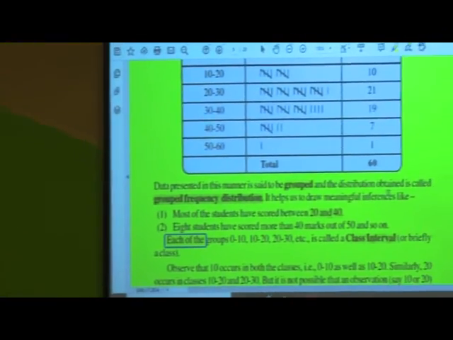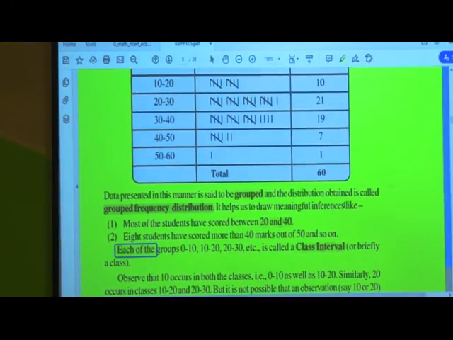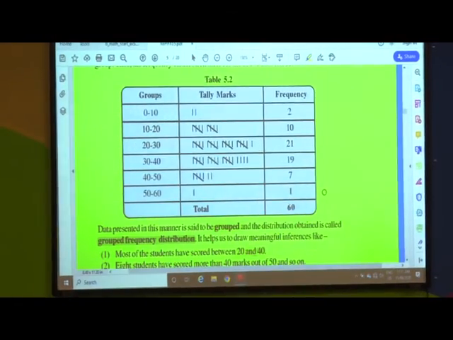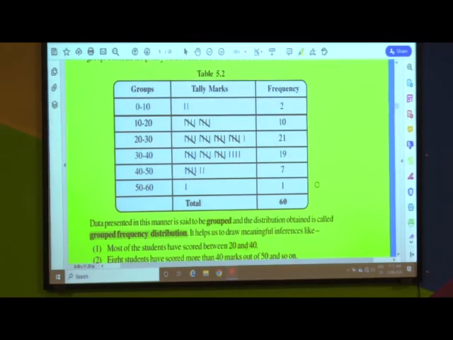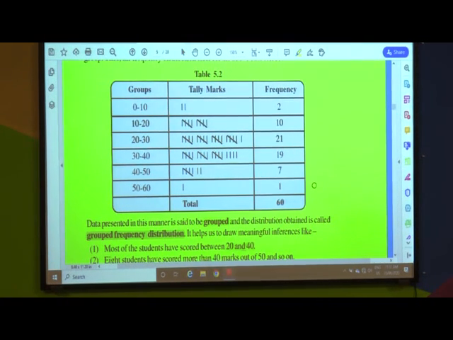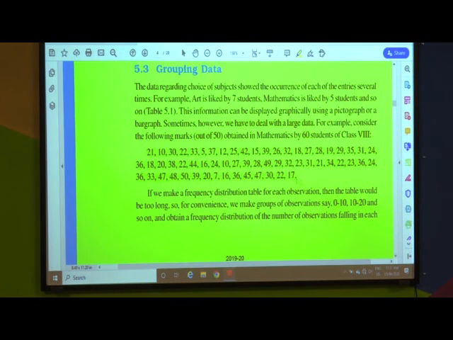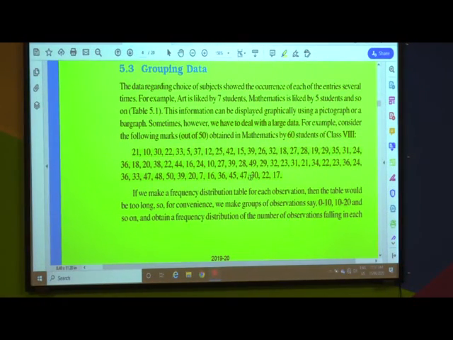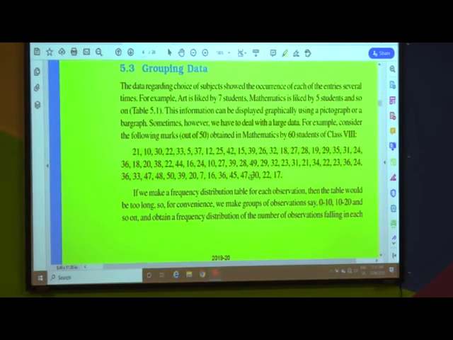Now, what we had studied previously regarding grouped frequency distribution, you may be knowing this table we had studied last time. It is giving the number of marks and the number of students. These are the marks that are scored by 60 students in class 8th. The total number of marks is 50. Out of that, how many each student is scoring, and the total number of students is 60.